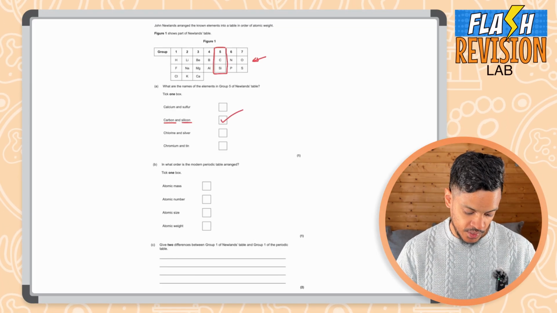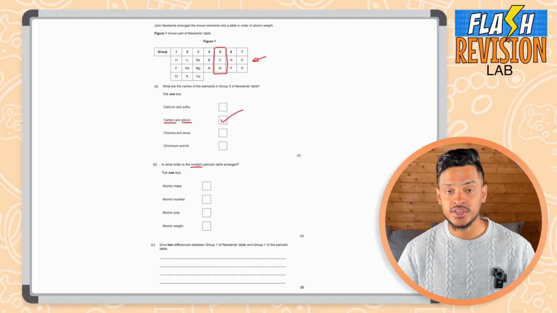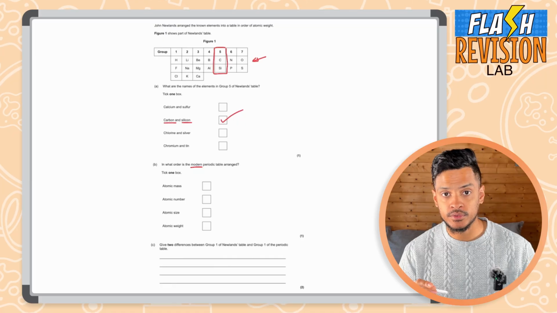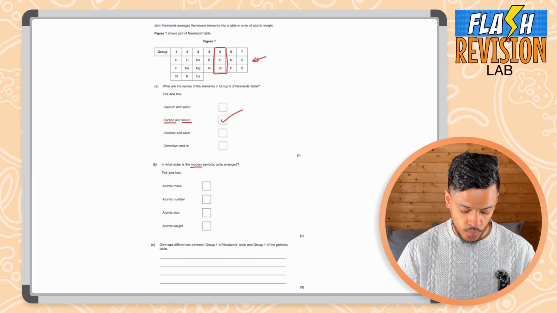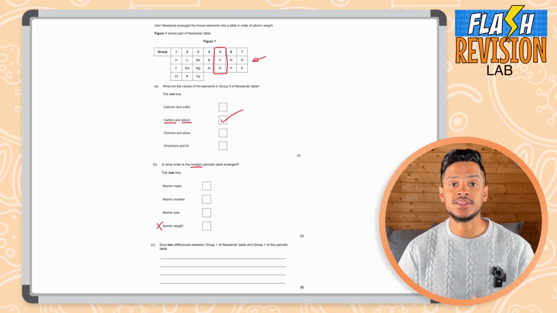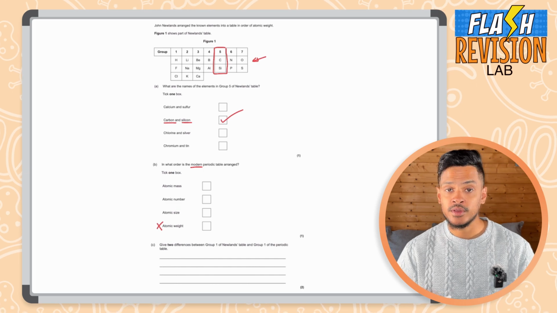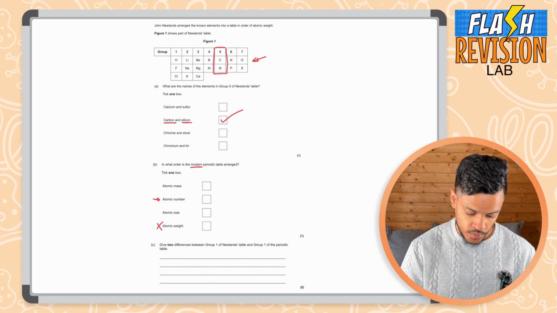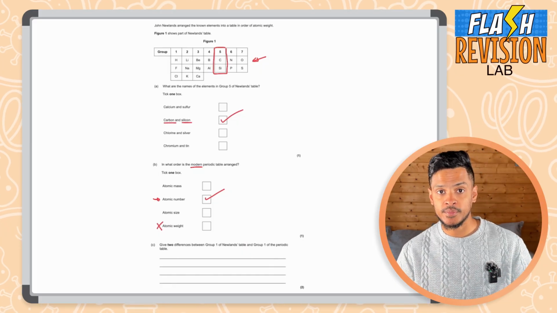Part B of the question: in what order is the modern periodic table arranged? So it wasn't early periodic tables, it's the modern periodic table. The early periodic tables were arranged in order of atomic weight. That was the only thing that was measurable back in those days. Now, because we know about protons and neutrons, we use atomic number. Everything is in order of atomic number.